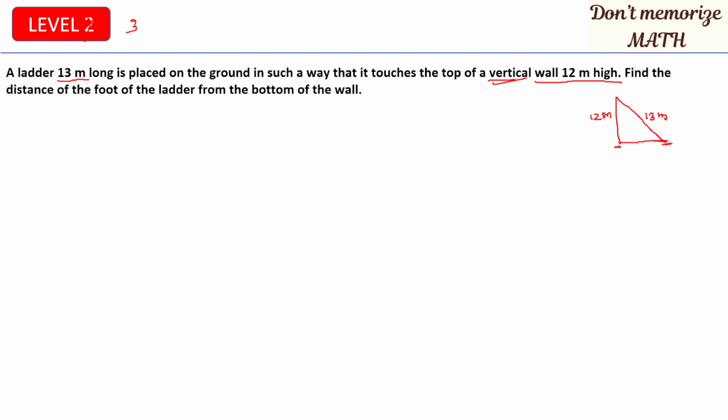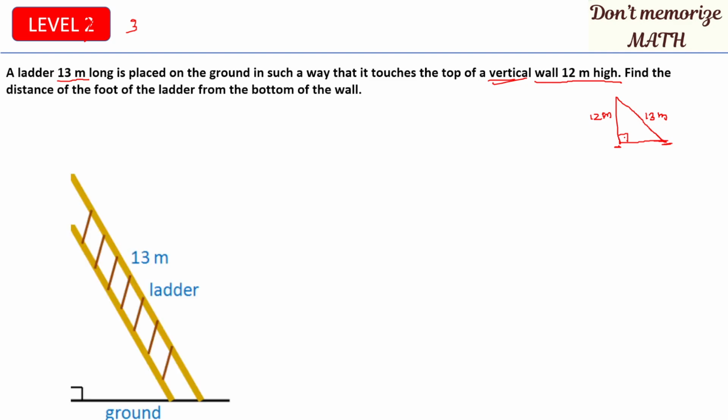So this is obviously a right angle triangle because it is a vertical wall, right? Vertical wall will always make 90 degrees. Like that you have to draw a picture. I will show the original picture. So there is a ladder of 13 meter. It is kept in such a way that it just touches the top of a vertical wall of height 12 meter. We need to find the distance. So what is opposite of 90 degree? Opposite of 90 degree is the hypotenuse.